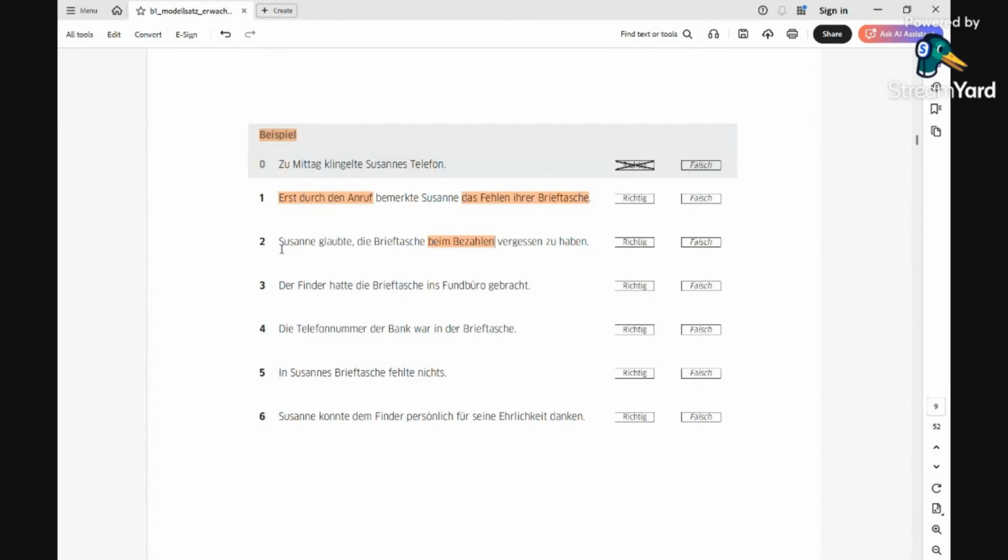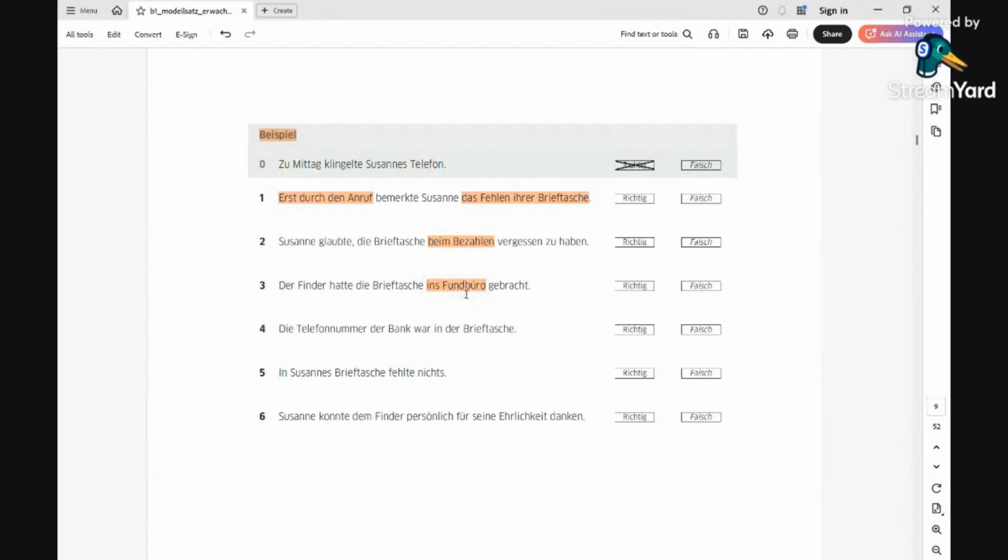Nummer 3. Der Erfinder hatte die Brieftasche ins Fundbüro gebracht. So as I said earlier, places are very important keywords. That's why even here I have highlighted ins Fundbüro. So ins Fundbüro is a place where lost things are taken. Okay. So here we have been introduced to the Finder, the person who found the purse, and we are going to see if the person who found the purse really brought it to a lost and found office.